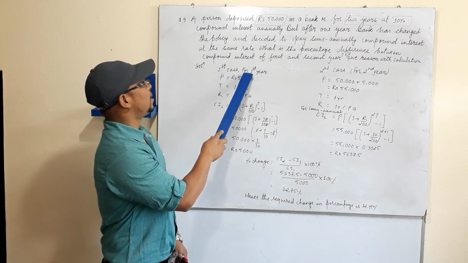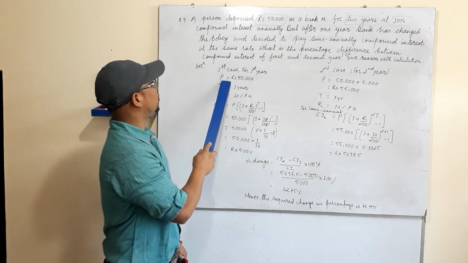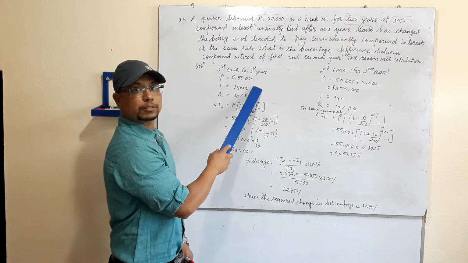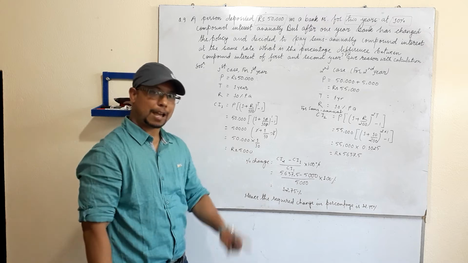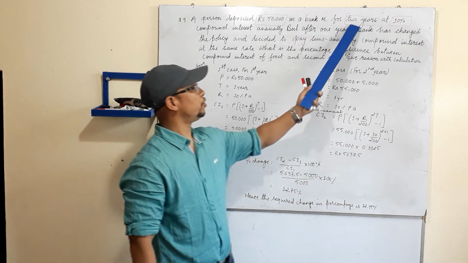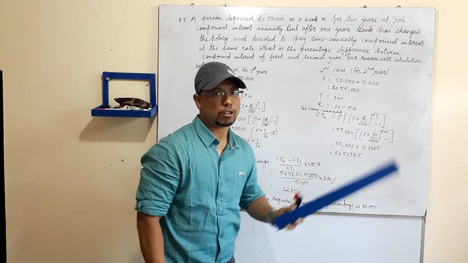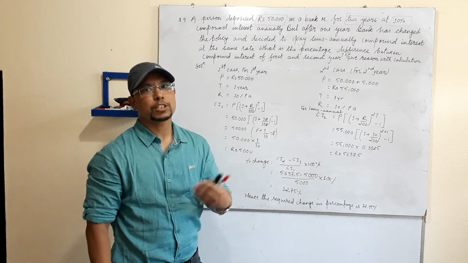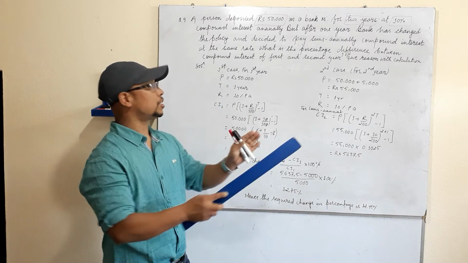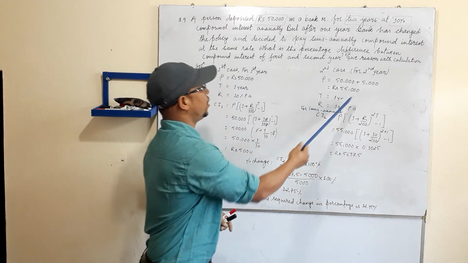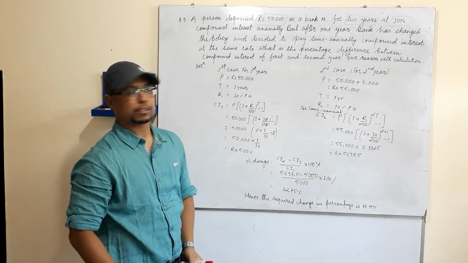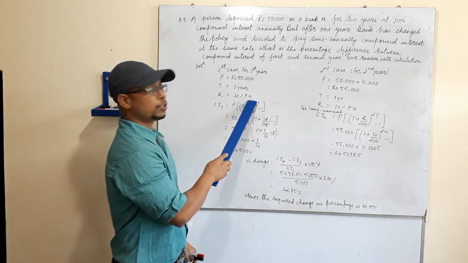First case: for the first year, principal is 50,000, time is 1 year, because first year means the time is only 1 year. Don't get confused with 2 years. Time is not 2 years, because for the first year the time is always 1, as there are 2 years separately, first year and second year. So here is 1 year and here is 1 year, altogether 2 years. Rate equals 10% per annum.